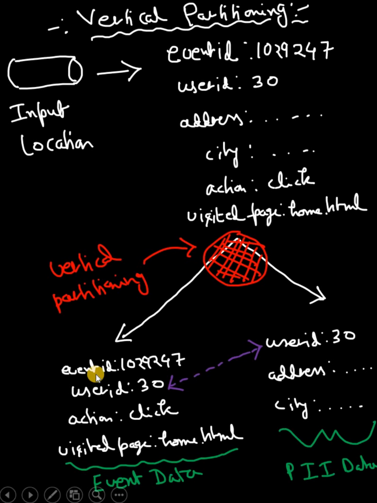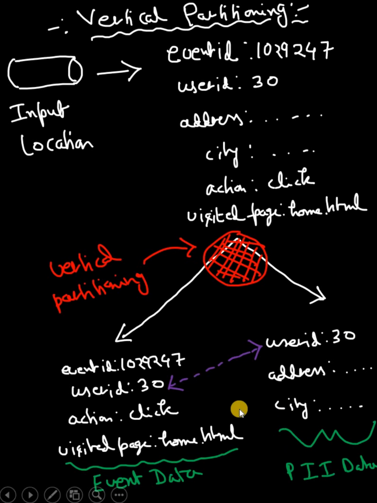In the event data, we will write only the event related information or non-PII data. For example, event ID, user ID, action and visited page, which are completely related to business purpose. And in another folder which is named PII data, we will write user related information like user ID, address, city, this kind of personally identifiable information.